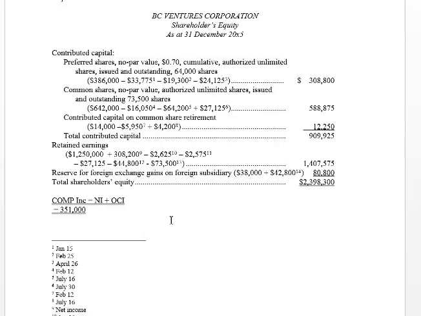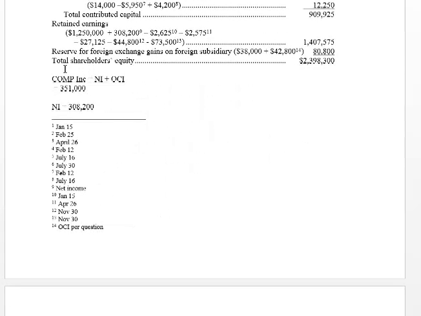So what does that mean? That your net income, according to the question, was $308,200, and your OCI was equal to $42,800. They gave you that in the question. So you'll see here that these two numbers added together are your comprehensive income. Again, you may remember this from one of your prerequisite courses where we talked about the relationship between comprehensive income, net income, and any OCI recorded during the period.